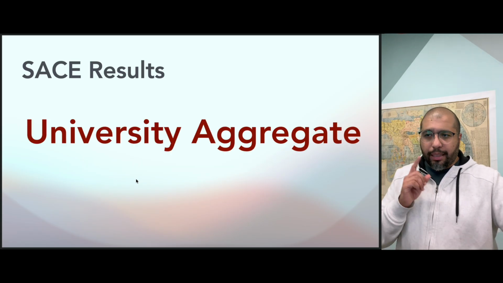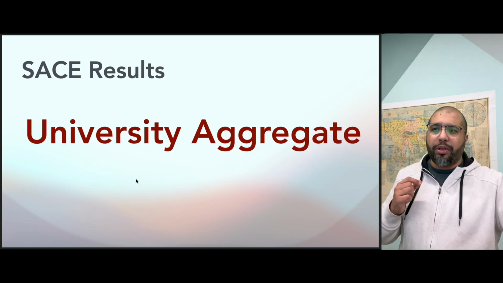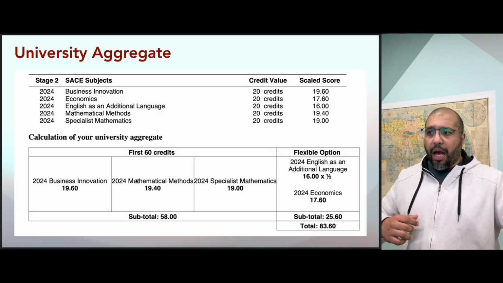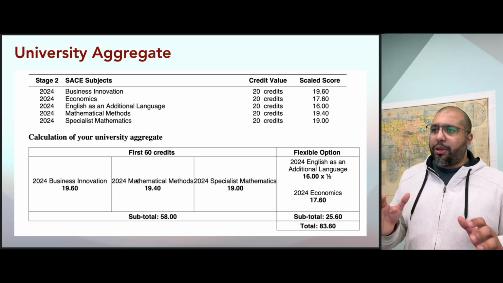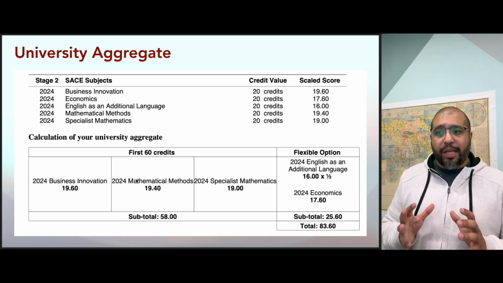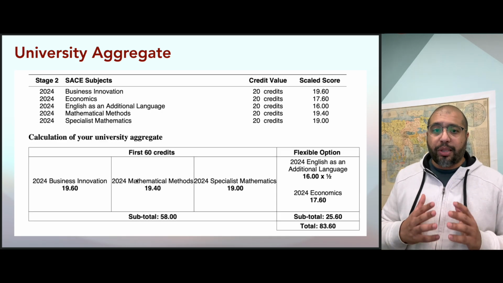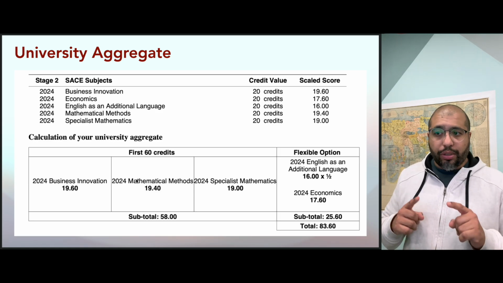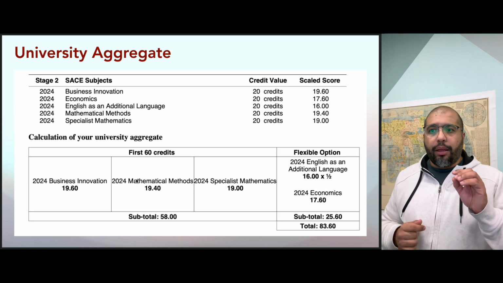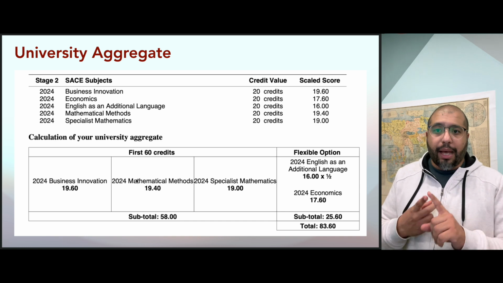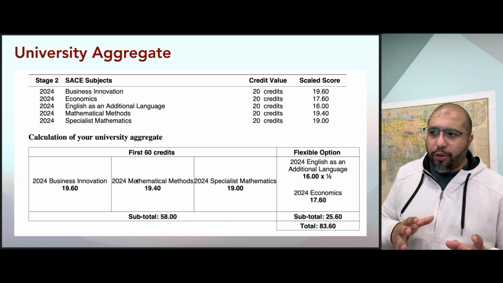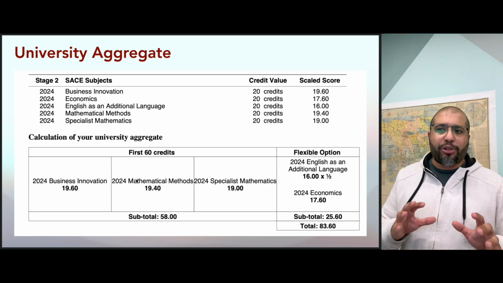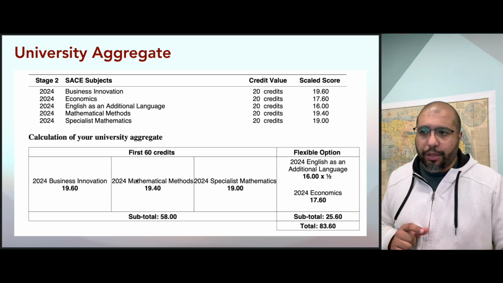But first, let's start with a score called the University Aggregate. I'm a fan of keeping things simple. So the University Aggregate is calculated using the scaled scores achieved in your Stage 2 subjects. These scores are not the same as the ones your teachers gave you. These scores have been moderated and then scaled. And if you want to know more about moderation and scaling, make sure to watch my last two videos.